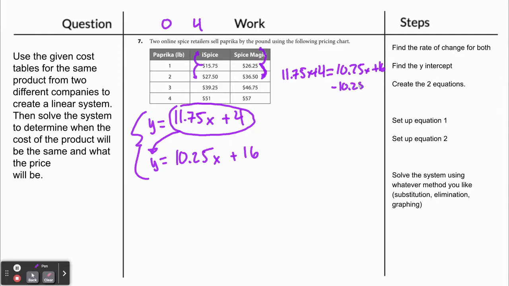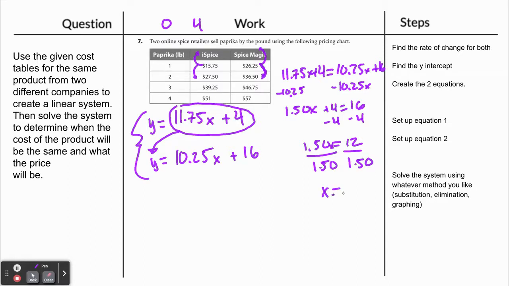So I'm going to subtract 10.25x from both sides, and then subtract 4 from both sides. And then I'm going to divide both sides by 1.50, and we're going to get x is equal to 8. And now remember, x in this situation is representing the number of pounds that we are selling. So it is going to be the same cost when there are 8 pounds of paprika.